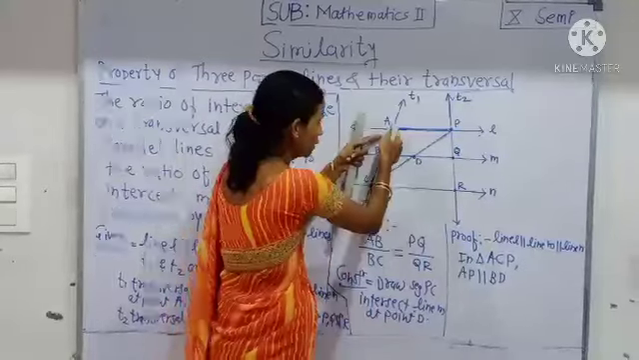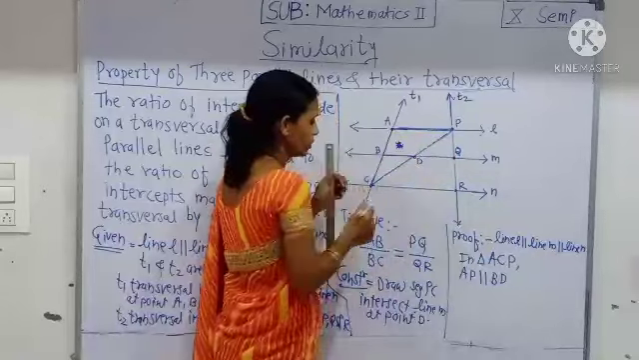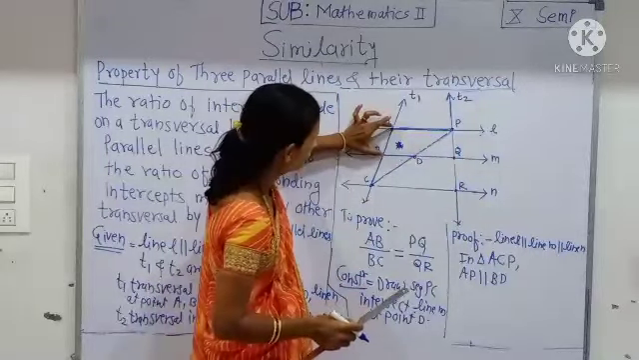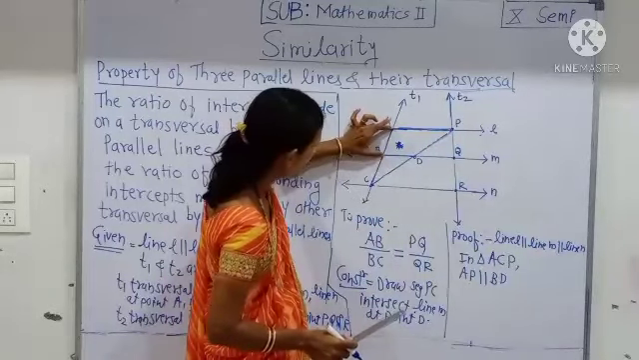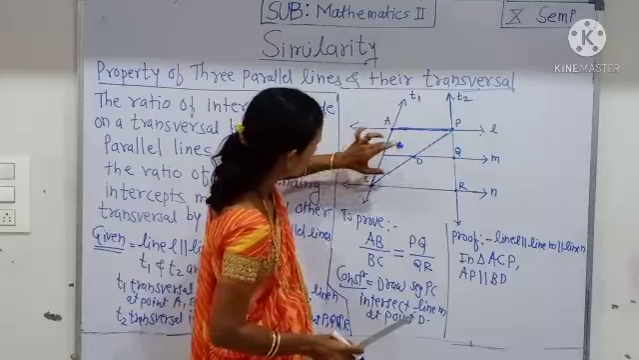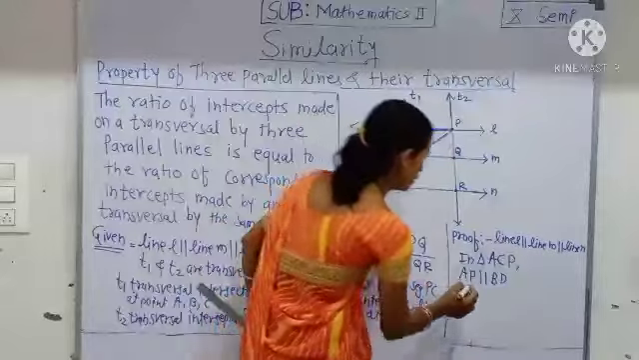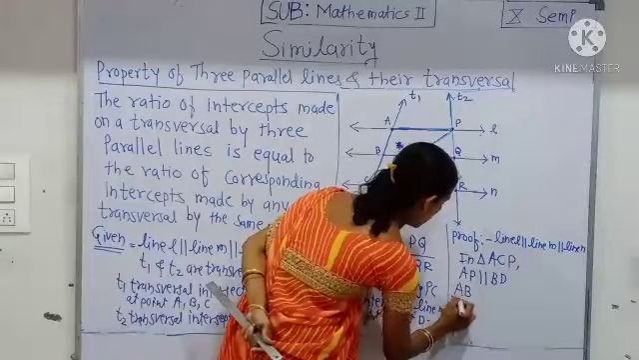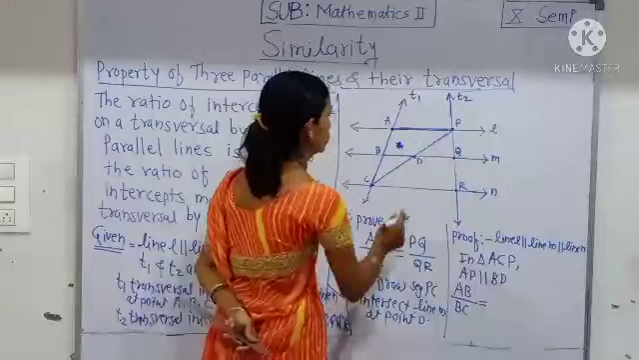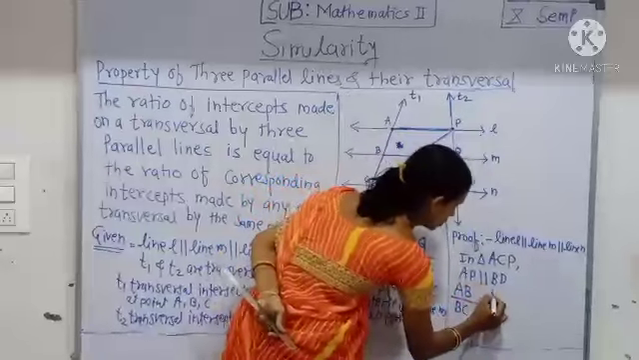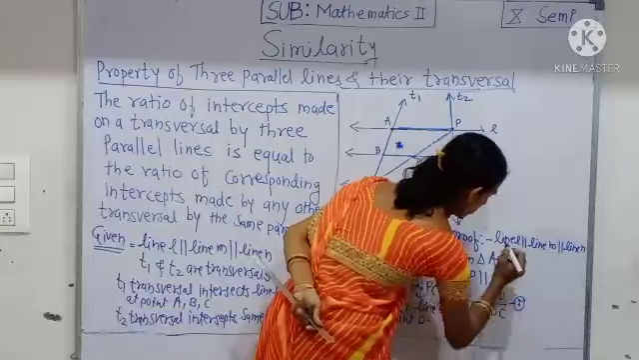Therefore, in this triangle, BD is parallel to AP, therefore according to the BPT theorem, AB upon BC is equal to PD upon DC. Therefore AB upon BC equals PD upon DC. Let this be equation number 1.